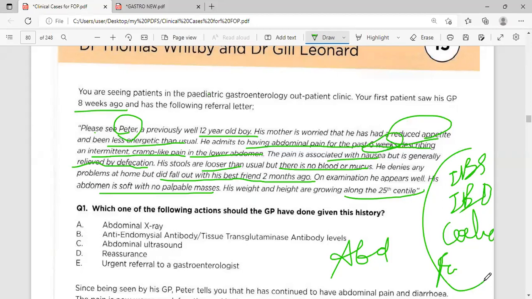He has abdominal pain for 6 weeks, which actually reduced appetite, started after he fell out with his best friend. However, it is not affecting his weight, height, or overall growth. Okay. And abdominal examination is insignificant. Pain is relieved by defecation. Okay. What does that signify?